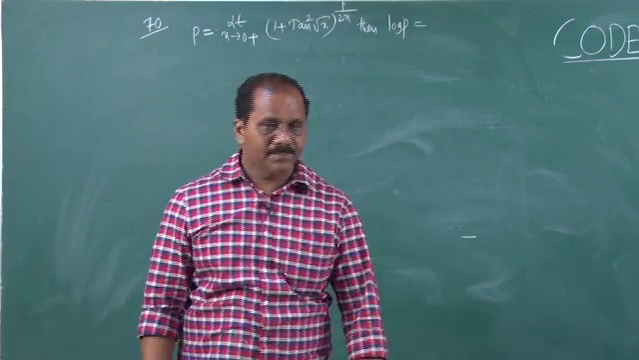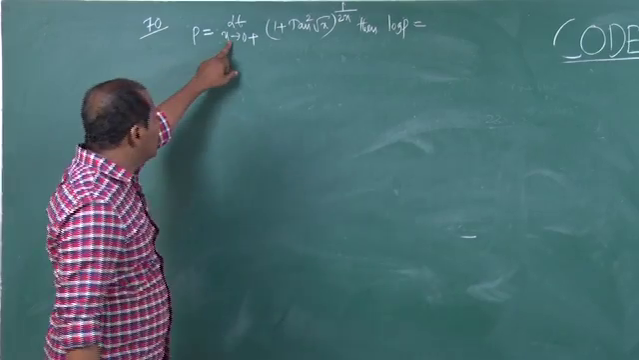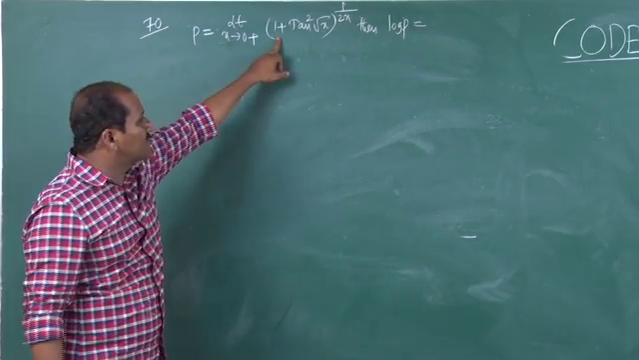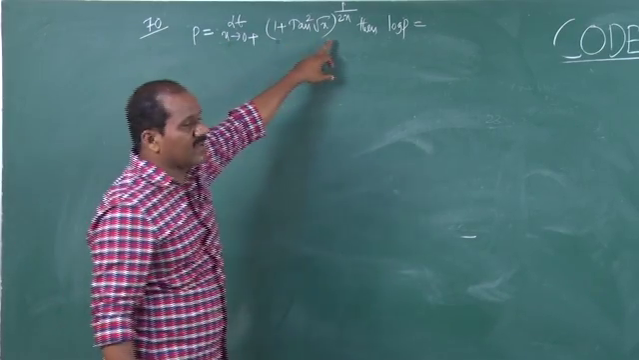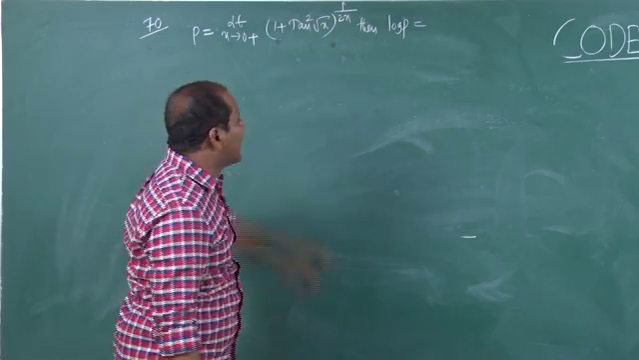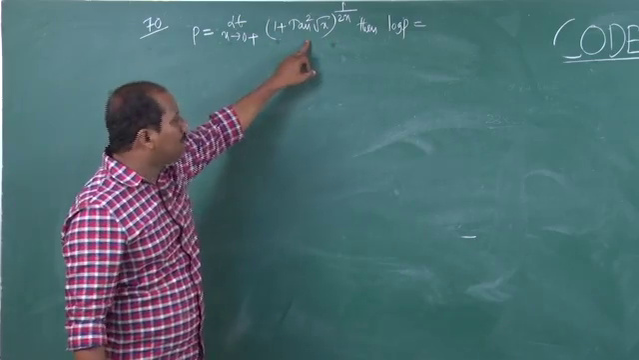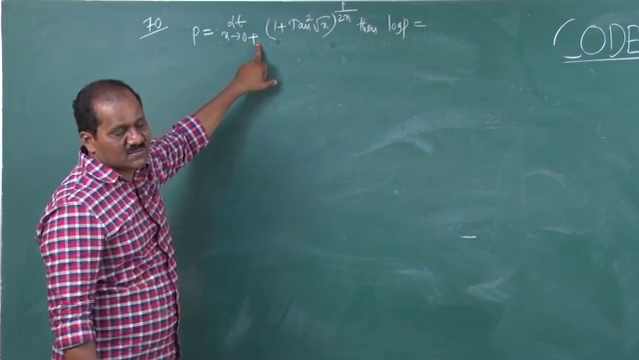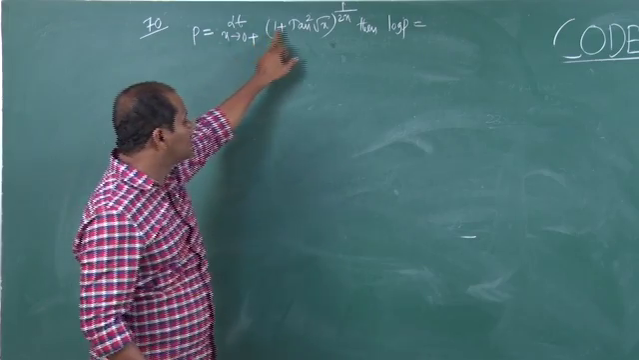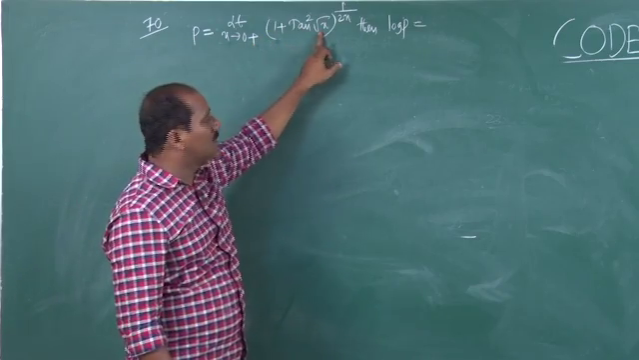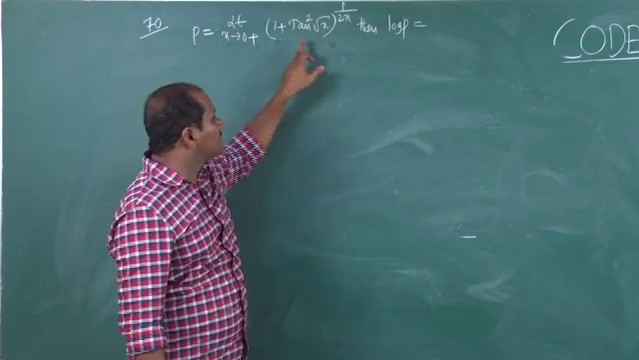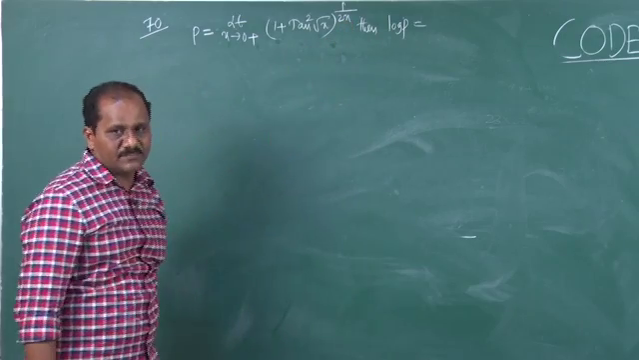Next question: P equals limit x tends to 0 plus of (1 plus tan inverse root x) whole power 1 by 2x. This is the given data, then log P equals. If you observe the given limit, by putting x equal to 0 plus, that means slightly more than 0, this becomes (1 plus 0) to the power 1 by 0. This is in the form of 1 power infinity.